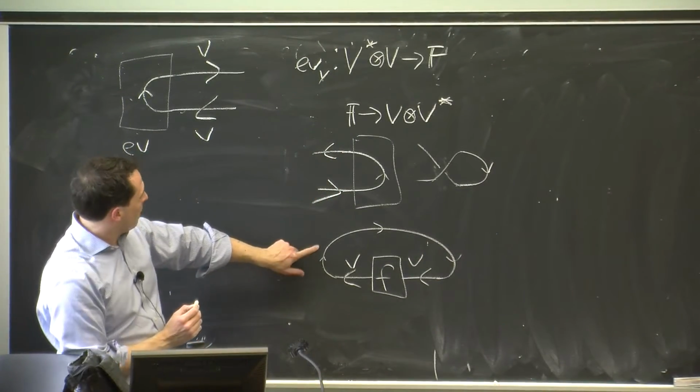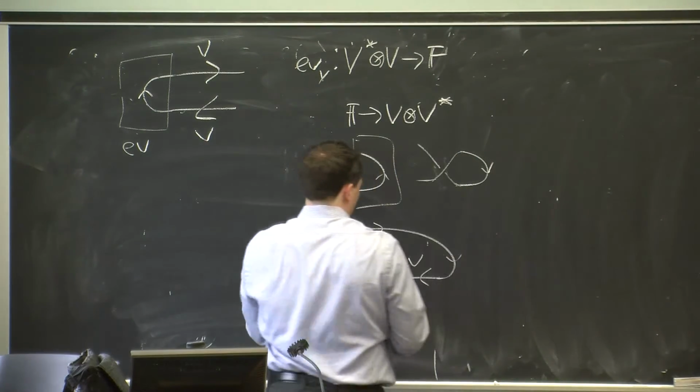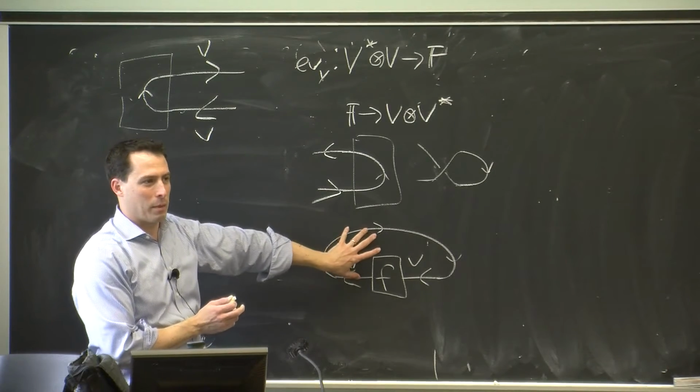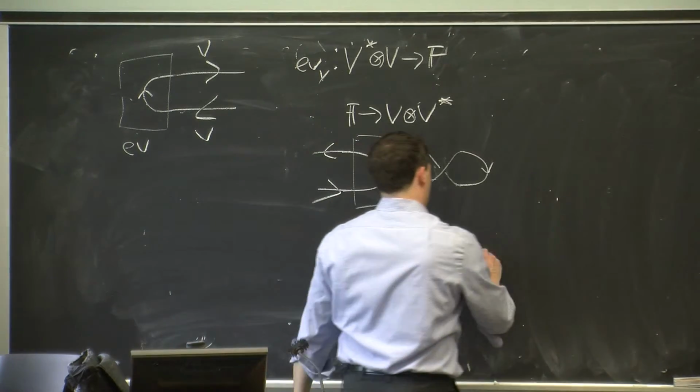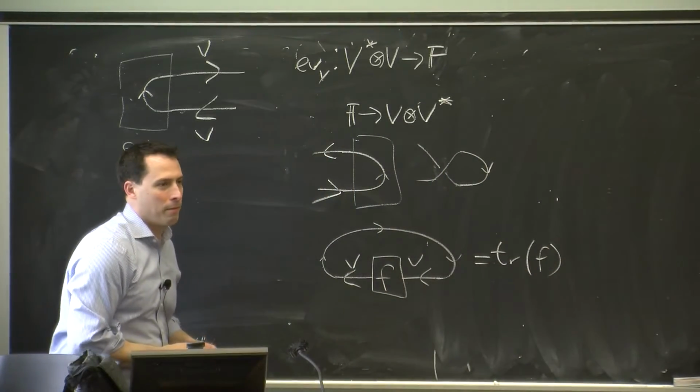This loop, because this evaluation map I could define without picking any basis for V, the value of this loop shouldn't depend on the basis that I've chosen. So this should be somehow a basis-independent quantity that depends on F. And what it is, is the trace of F.